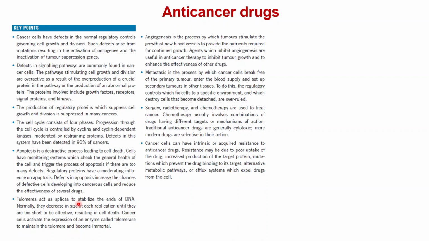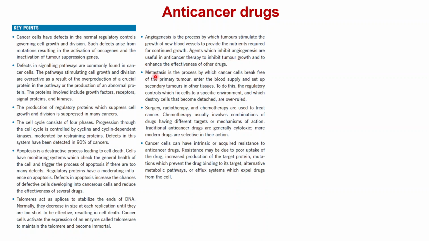Angiogenesis is a process by which tumors stimulate the growth of new blood vessels, which provide the nutrients required for continued growth. Agents which inhibit angiogenesis are useful in anti-cancer therapy to inhibit tumor growth and to enhance the effectiveness of other drugs.